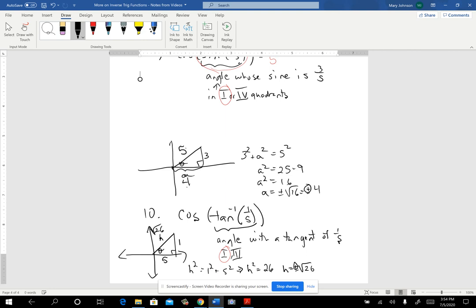Okay, so if I need the cosine, I need to do adjacent over hypotenuse. So it would equal 5 over the square root of 26, and you would rationalize that for your final answer. Okay. All right, so let me stop this. We'll do more of these expressions, which are like composition of two functions, and see how it goes.